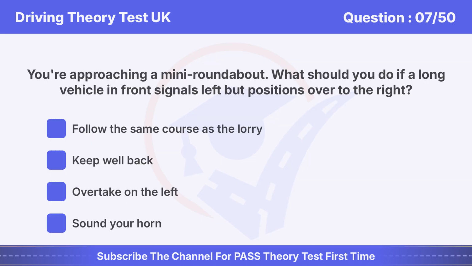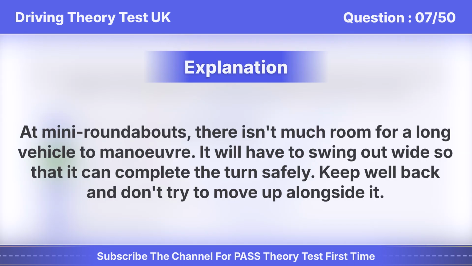Question 7. You're approaching a mini roundabout. What should you do if a long vehicle in front signals left but positions over to the right? Answer is B. Keep well back. At mini roundabouts, there isn't much room for a long vehicle to maneuver. It will have to swing out wide so that it can complete the turn safely. Keep well back and don't try to move up alongside it.